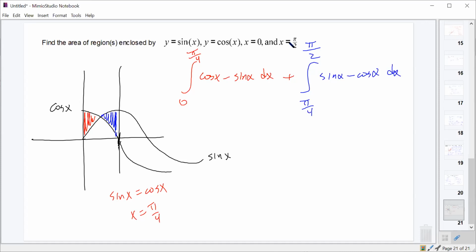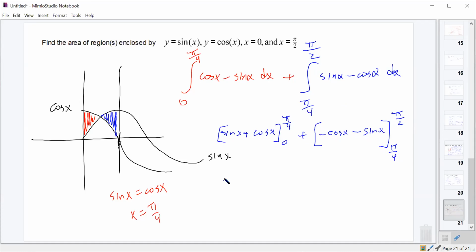Good. And so our integral of cosine should be sine x. Our integral of negative sine should be positive cosine x. And then our integral of sine should be negative cosine x, and our integral of negative cosine should be negative sine x, from pi over 4 to pi over 2. And from there, we'll just evaluate.